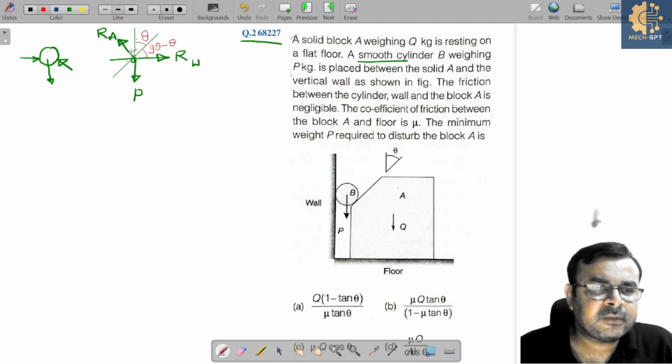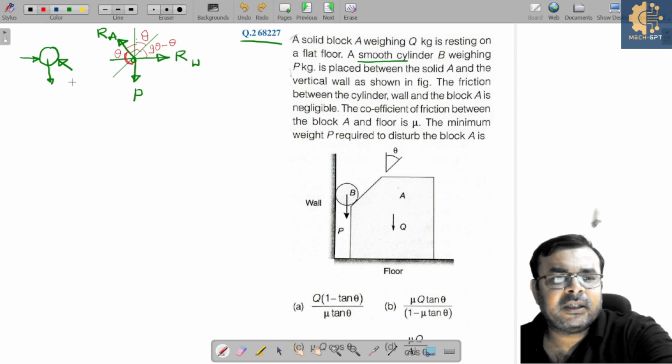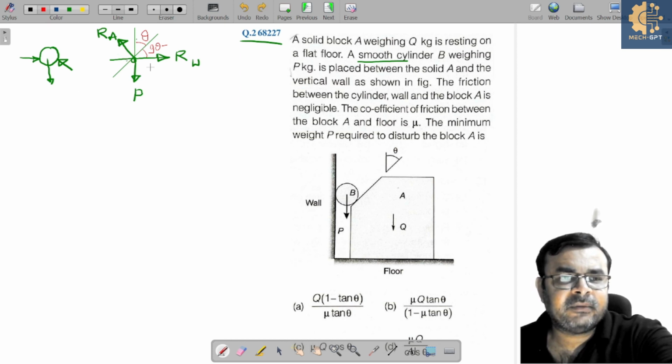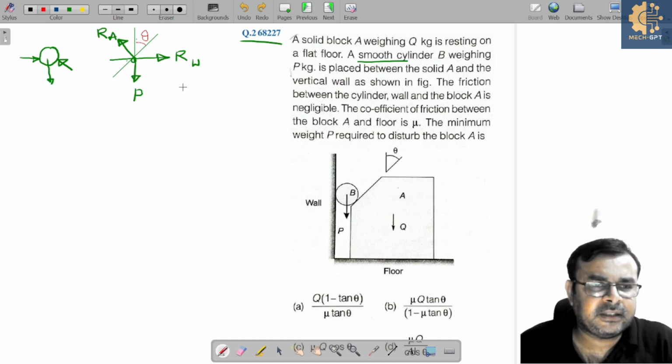And obviously this is perpendicular to this, yes or no? So simply we can say this is 90 minus theta. Even if it is 90 minus theta, then this will be theta. So can I say this angle is nothing but 90 plus theta? You need not apply Lamy's theorem. You just, by resolving the force, can get the answer, yes or no.